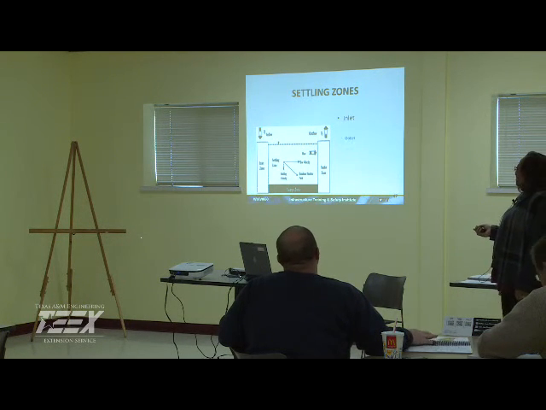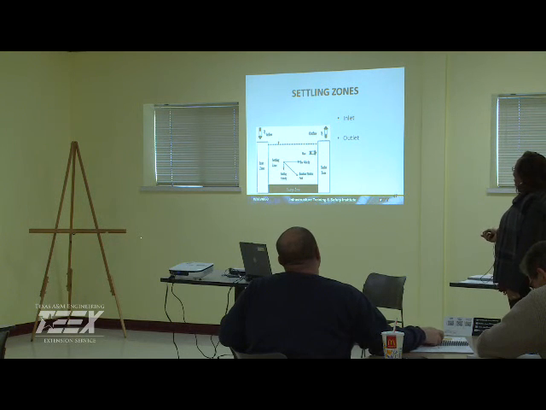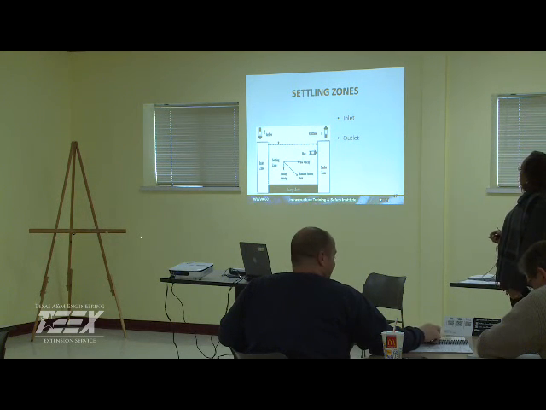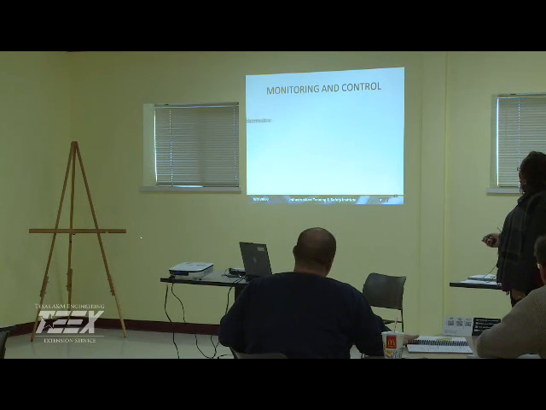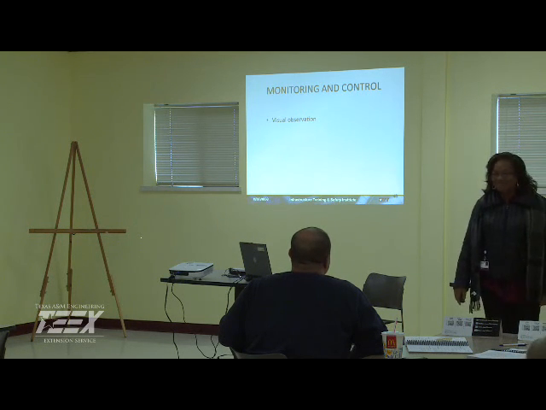Okay. So we have the inlet, and the outlet zone is where the clarified liquid will flow from. Those are the zones of our settling tank.